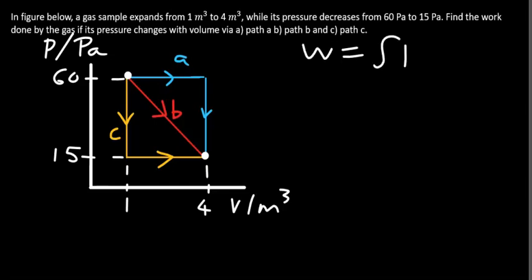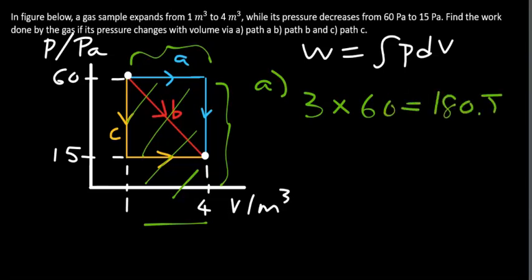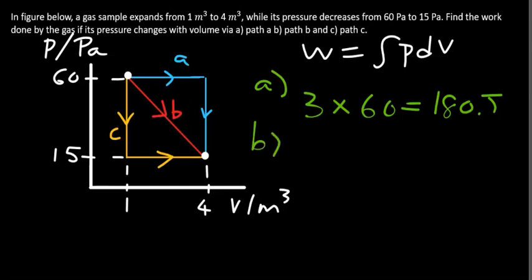We know work is defined as the integral of PdV. We're dealing with a PV graph, so all we have to do is to figure out the area under the graph. Let's look at path A. The area under that path A graph is just a rectangle with that side and that side. So the horizontal length is 3 cubic meters. The vertical length is 60 pascals. So you get 180 joules.